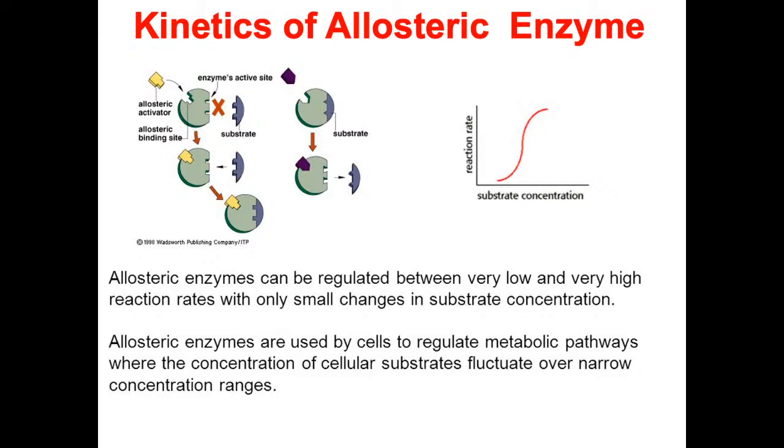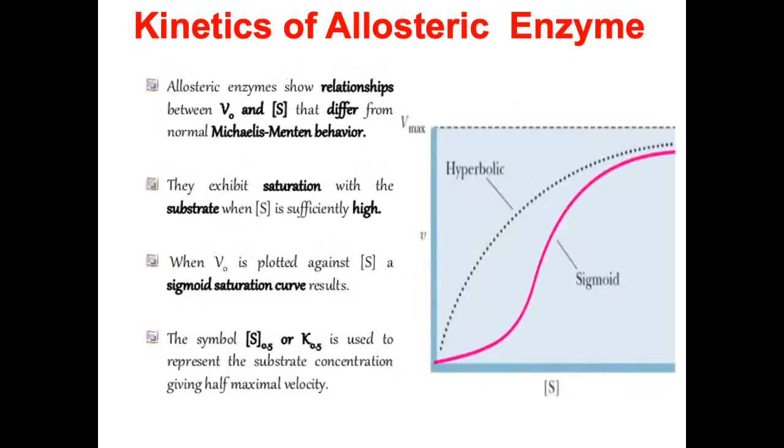Allosteric enzymes can be regulated between very low and very high reaction rates with only small changes in the substrate concentration. So allosteric enzymes are used by cells to regulate metabolic pathways where the concentration of cellular substrates fluctuates over a narrow concentration range. Instead of hyperbolic, we get a sigmoid curve.